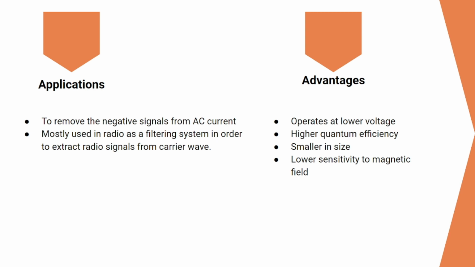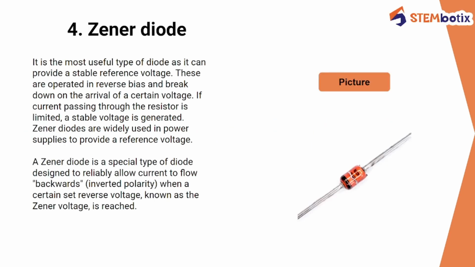A few advantages of them are they operate at low voltage and they have higher quantum efficiency. They are also smaller in size and they have lower sensitivity to magnetic fields. This is one of the main advantages, that they have lower sensitivity to the magnetic fields around them. So this was about the avalanche diode.